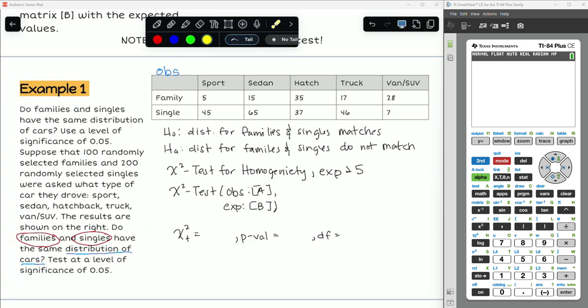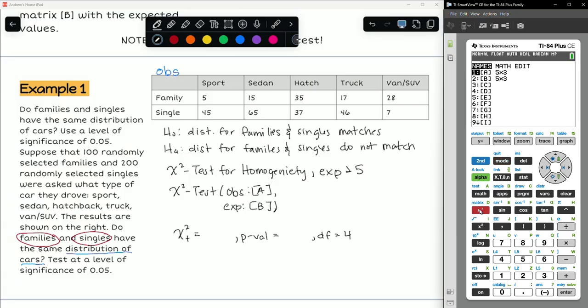I count 1, 2, 3, 4, 5 categories. 5 minus 1, I expect a degrees of freedom of 4. So let's go ahead and set up our matrix. Second x to the minus 1. I want to edit matrix A. I have 2 rows and 5 columns.